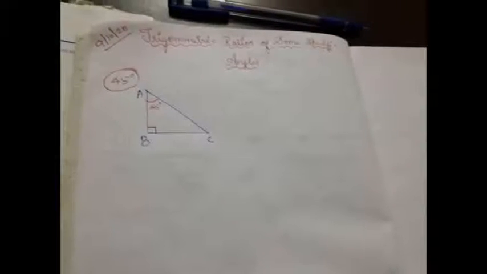Hello students, in today's class we are going to learn about trigonometric ratios of some specific angles. In the last class we learnt what is meant by trigonometry and what the basic trigonometric ratios are: the sine function, cosine function, tangent function and their reciprocals. We also saw that if we know any one of these ratios, we can find all the other trigonometric ratios.